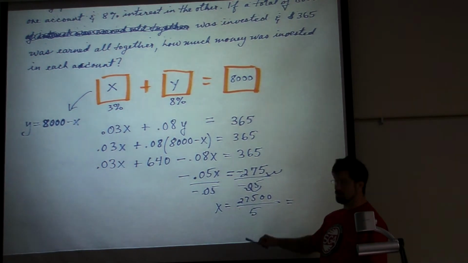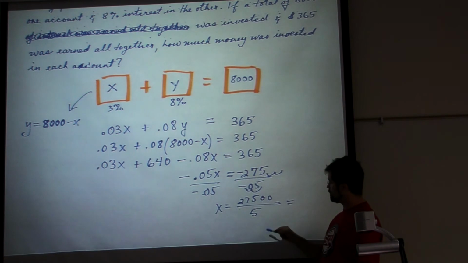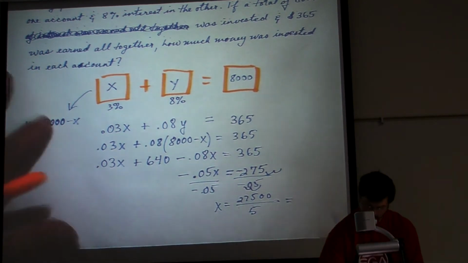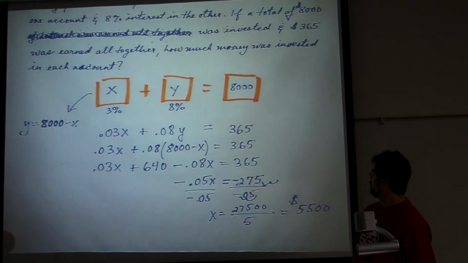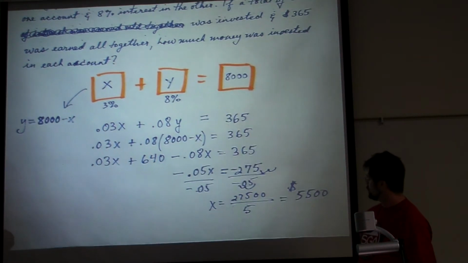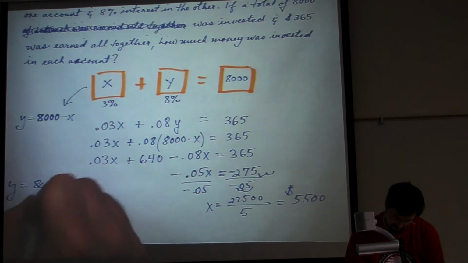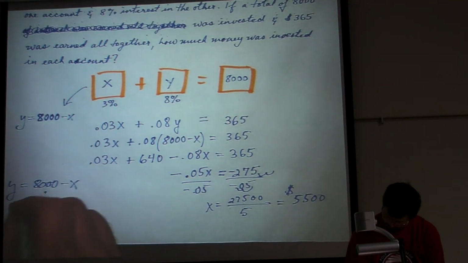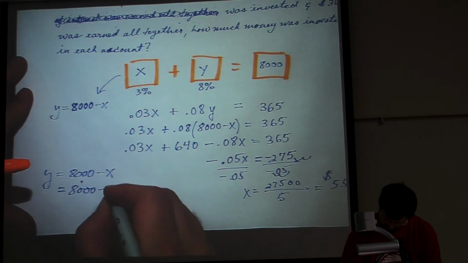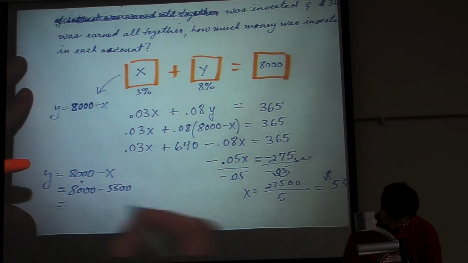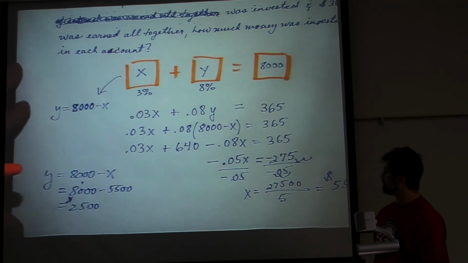So 5 goes into 2 no times, goes into 27 5 times. So that's 25, 25 again is going to be $5,500 was invested in the first account, which means Y is 8,000 minus X, and 8,000 minus 5,500 leaves you with $2,500 invested at 8% interest.